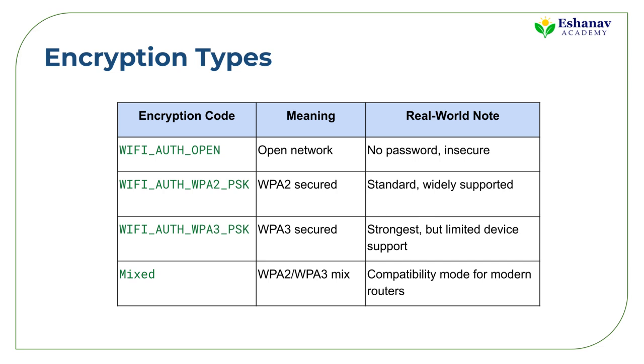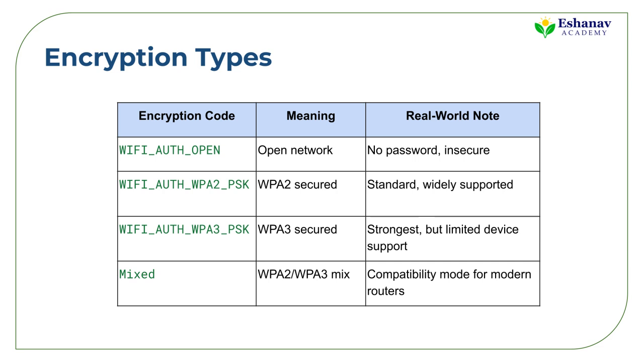Not all Wi-Fi networks are equal when it comes to security. During a scan, the ESP32 tells you the encryption type for each network. Open networks, Wi-Fi_open, allow anyone to connect without a password, easy for testing, but highly insecure. WPA2 is the standard you'll see most often. It uses a pre-shared key, PSK, and provides good protection for IoT devices.